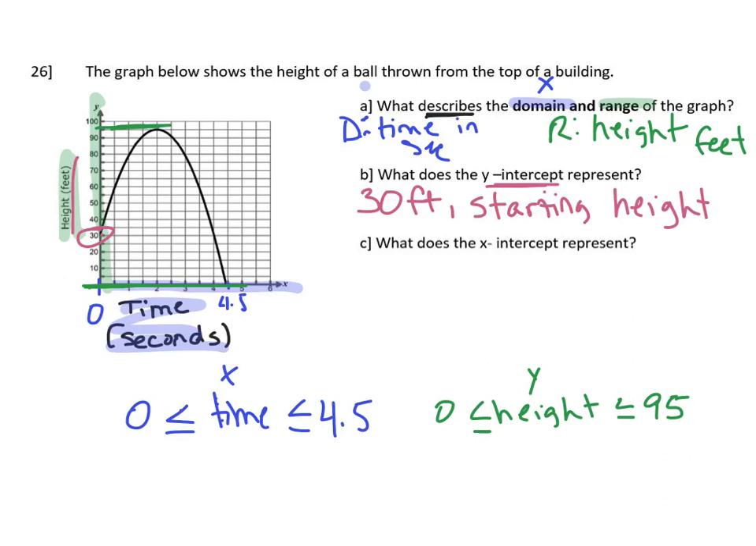And then it asks for the x-intercept. That's that 4.5 time. If this ball's talking about how the height as it was thrown from the top of the building, that ball went into the air, reached a maximum height of 95, and then it came back to the ground at 4.5 seconds. It was in the air for 4.5 seconds. And that's what that x-intercept is representing.